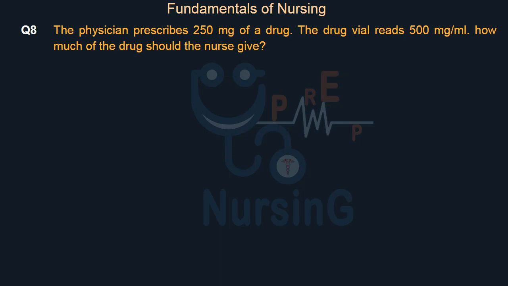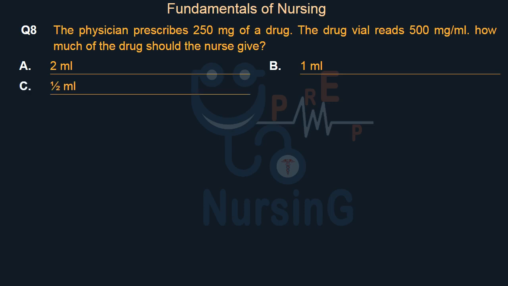The physician prescribes 250 mg of a drug. The drug vial reads 500 mg/ml. How much of the drug should the nurse give? Option A. 2 milliliters. Option B. 1 milliliter. Option C. Half a milliliter. Option D. 1/4 of a milliliter.